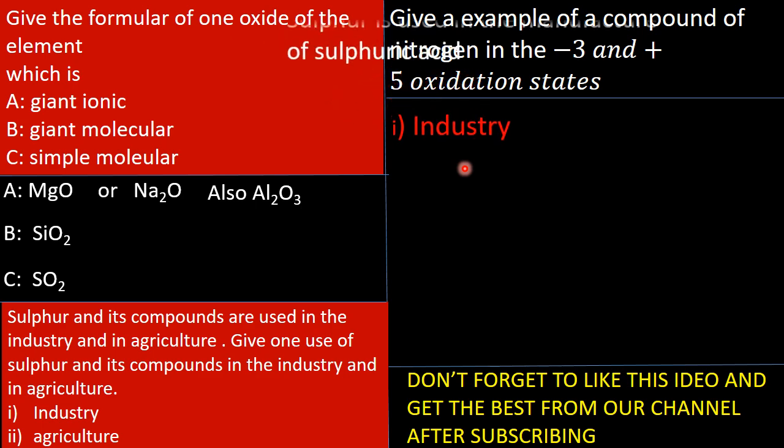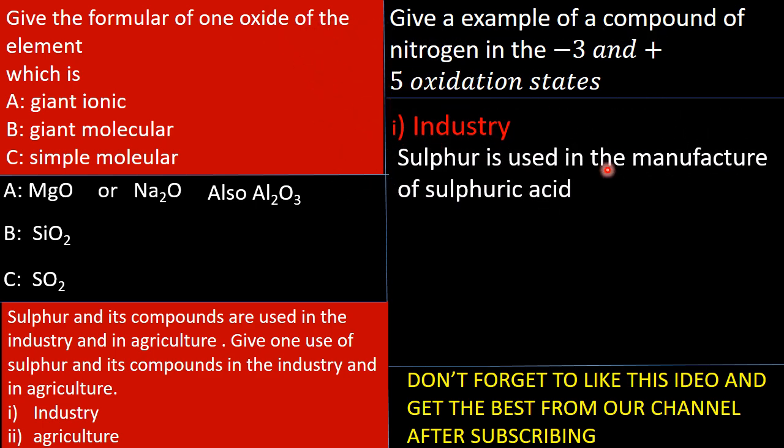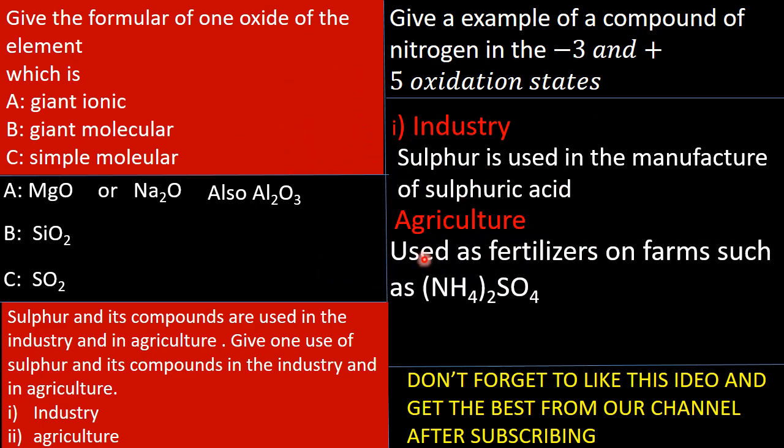So in the industry, we simply know that sulfur is used in the manufacture of sulfuric acid. Good, we use sulfur to manufacture sulfuric acid. Then now in agriculture, it is definitely used as what? As a fertilizer. It's used as a fertilizer on farms, such as ammonium sulfate. This is a fertilizer that is being used.